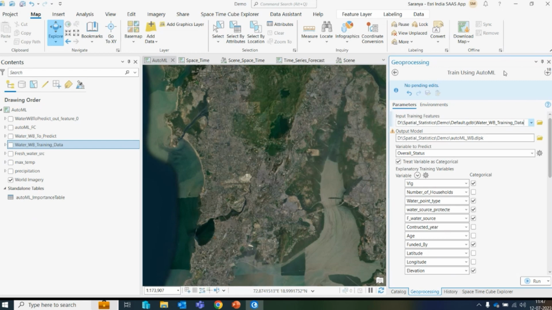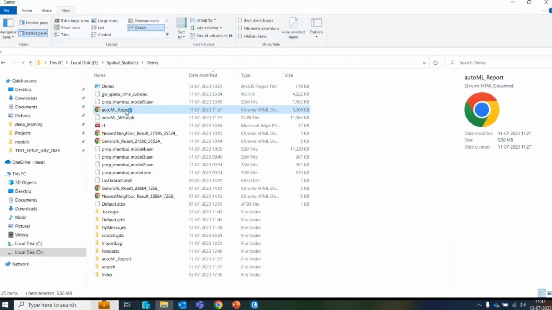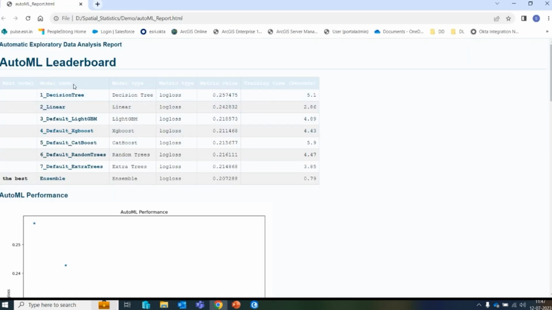So we saw so many models and so many hyperparameters, right? If you don't know what would be the right model for your area of interest, what you can do is run this AutoML tool, and it will try to generate a report like this. It will test your data set with multiple models and multiple parameters, and finally suggest the best model.